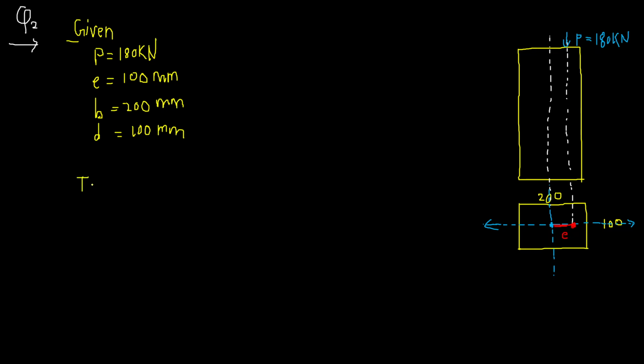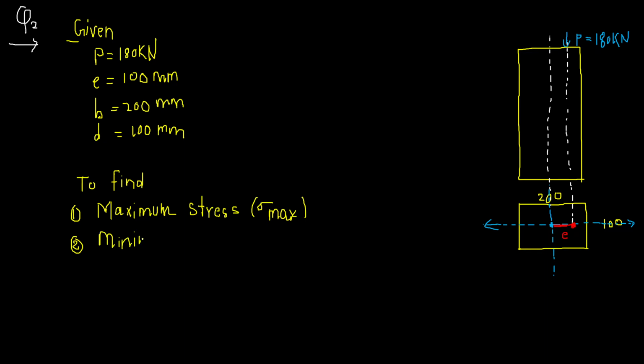Now the next point is to find काय काढायचं आहे आपल्याला या क्वेश्चन मध्ये. सो दोन गोष्टी काढायच्या आहे आपल्याला. फर्स्ट आहे मॅक्सिमम स्ट्रेस, maximum stress. So we denote this by sigma max. Second thing is minimum stress. And yala kashana denote karto apan? Sigma minimum. Okay. So these two things we have to find.